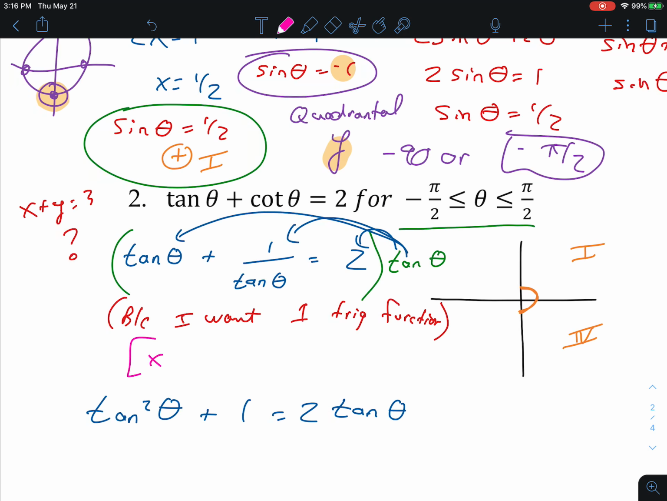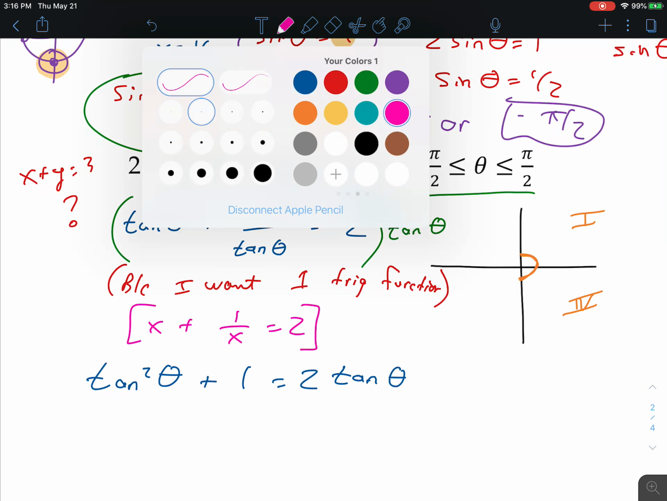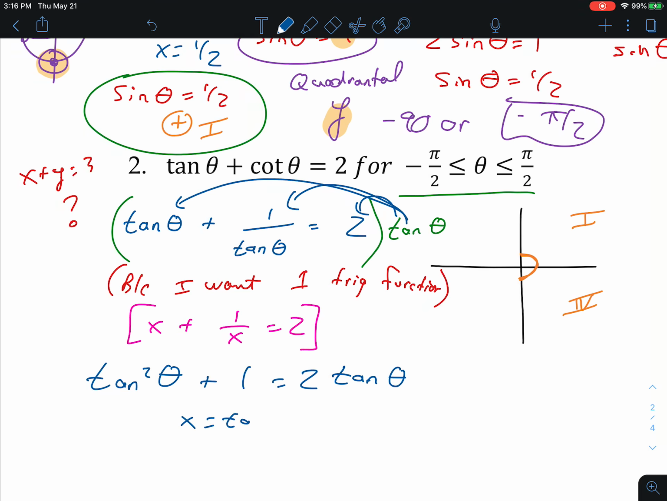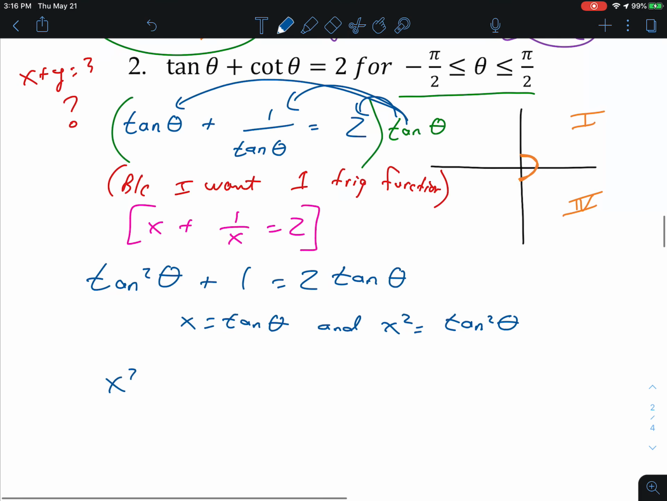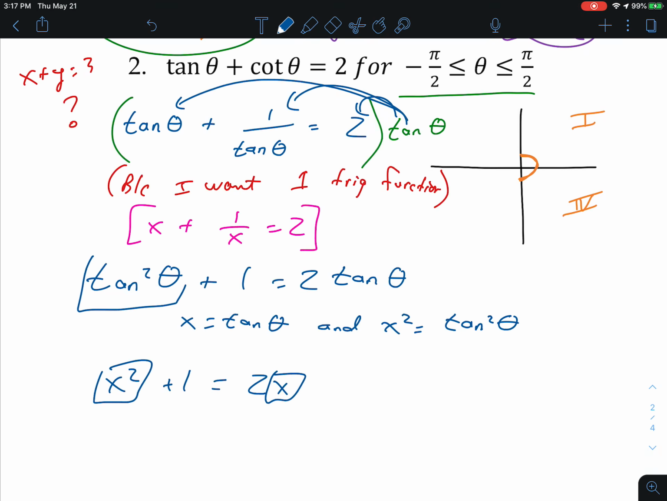It's very similar to if I were to have x plus 1 over x is equal to 2, and you multiply everything by x and it gets rid of the x on the bottom. So now you have something without fractions. All right, so just as we saw before, I'm going to say x is tangent of theta, and x squared is tangent squared of theta, just as we saw up above. So here's x squared plus 1 is equal to 2x. I replaced my x's with tangents, and my x squared with tangent squared. Solving this, again, should be pretty easy once we replace it with x's.